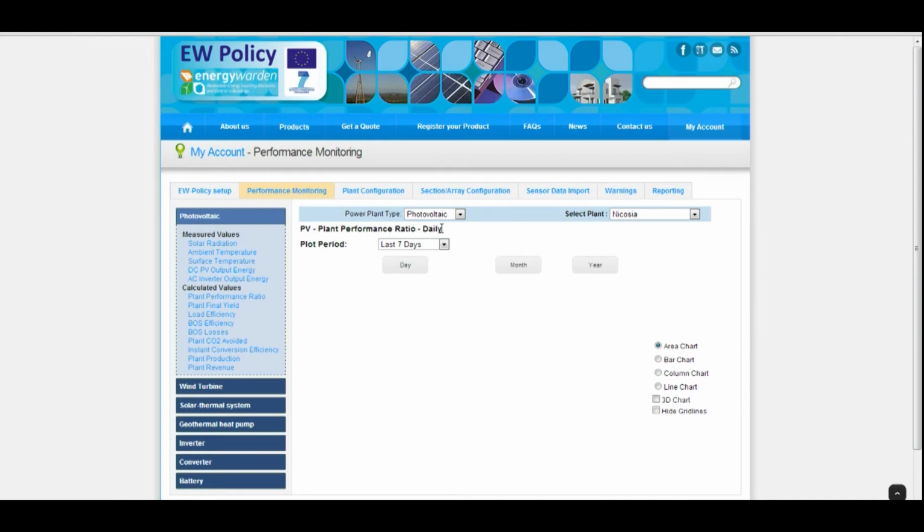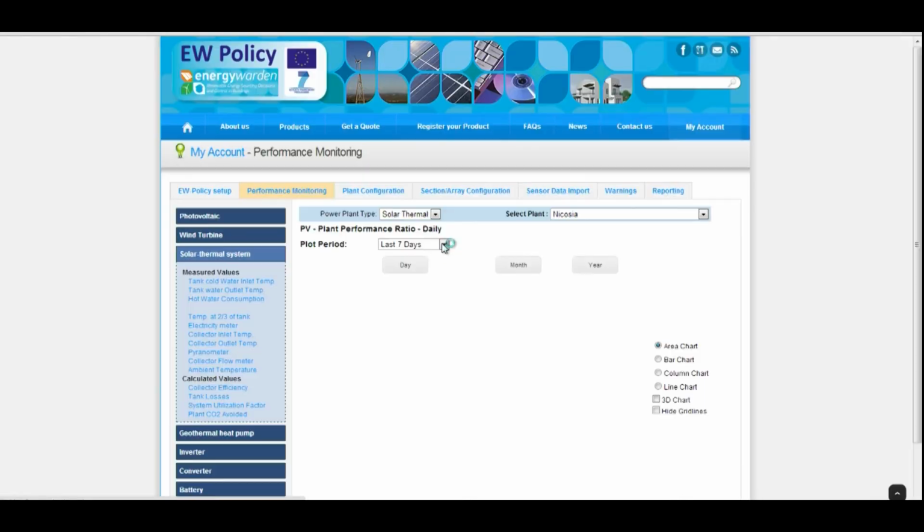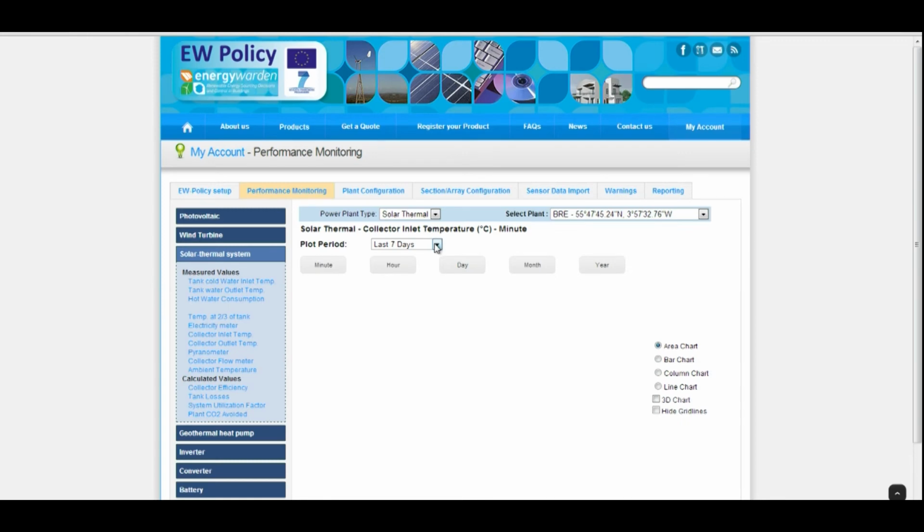By selecting the performance monitoring button, the graphical representation of each measured value can be shown. For example, the BRE Innovation Center plant is selected from the drop-down menu and, from the measured values, the collector inlet temperature. Then, as mentioned earlier, there are various chart types to see the monitor data: area charts, bar charts, column charts, line charts, and 3D charts. Also, you can define the time period of the plotted results.